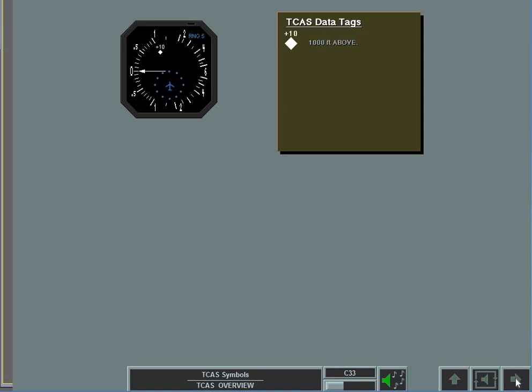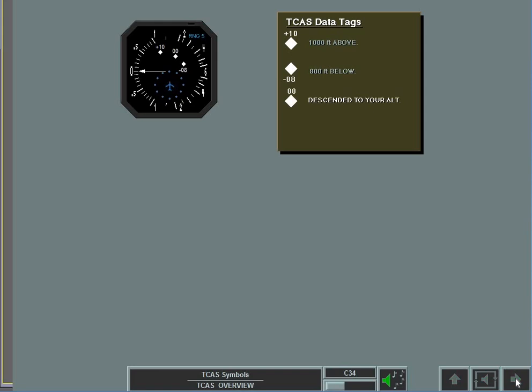Each symbol has a data tag showing the relative altitude of other aircraft, and whether it's climbing or descending. Relative altitude is shown in hundreds of feet. It's above the symbol with a plus sign if the other aircraft is above you, and below the symbol with a minus if the other aircraft is below you.